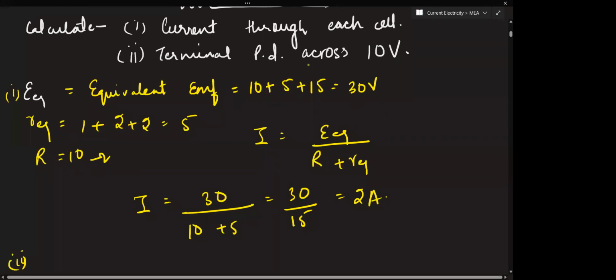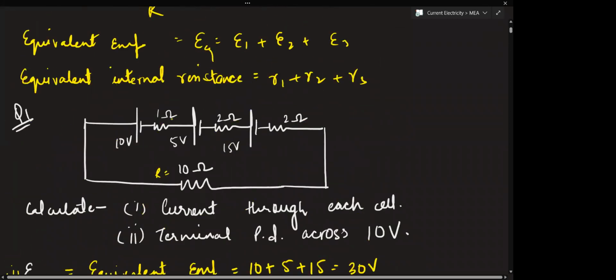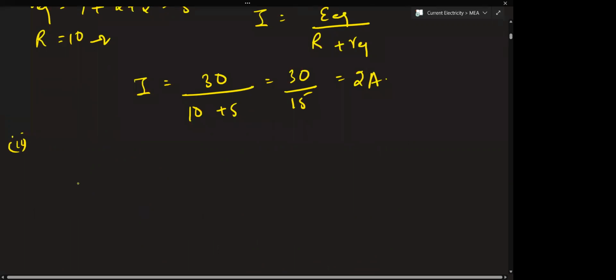Second part is asking you the terminal potential difference across 10 volt. Across 10 volt means terminal potential difference of this. This is the question. So you have EMF with you as 10 volt. You have R with you as 1 ohm. So terminal potential difference formula is what? E minus Ir. E is 10 volt. I you have calculated in the first part, 2 amperes.